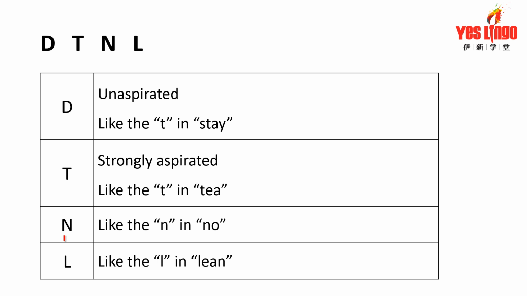And finally, this initial makes L. It just sounds like the L sound in lean. L. Very good. So let's read all of these together one more time. D, t, n, l. Very good.